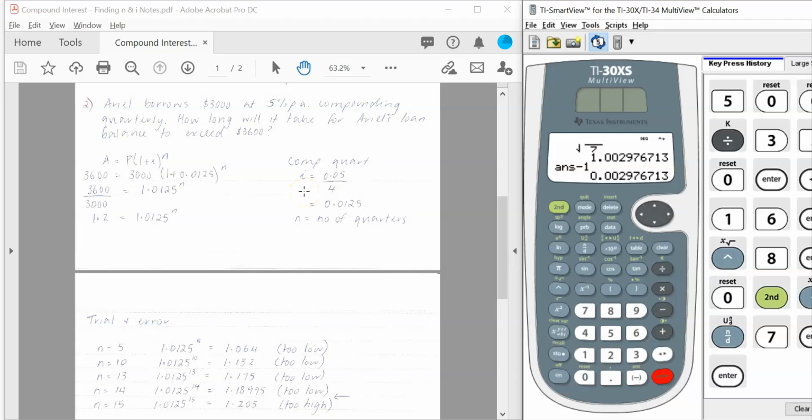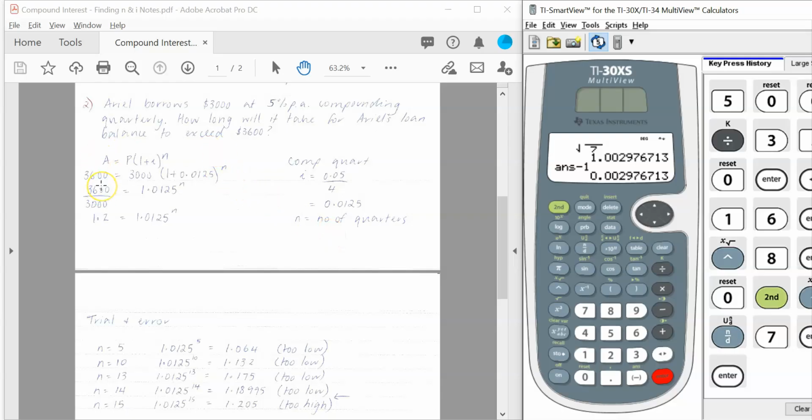Our interest rate was 5% per annum, 0.05 divided by 4 to work out the interest rate per quarter as a decimal. We get 0.0125. N is not given to us in the question because that's what the question is asking us to find. So I've just written here that n is going to be the number of quarters, because remember n is the number of compounding periods. I find this quite important so that when I get to my final answer, I don't think that it's in years, because it's not. It's actually in this question the number of quarters that this loan is happening for.